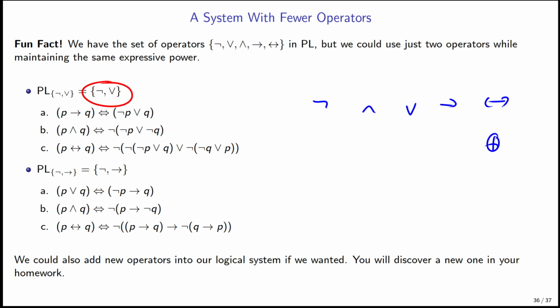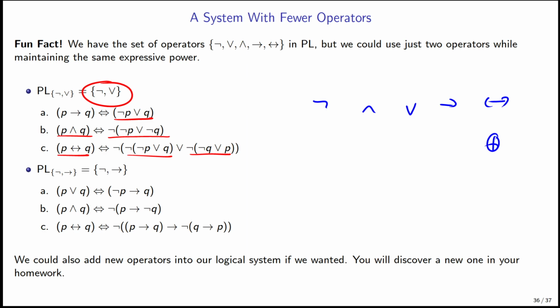So for instance, instead of writing P arrow Q, we could just write not P or Q. Instead of writing P and Q, we could just write not P or not Q. Instead of writing P if and only if Q, we could instead just write not P or Q, or not Q or P. Now, as you can see, if we were to translate English like this, it wouldn't be very accurate. It wouldn't represent it well.